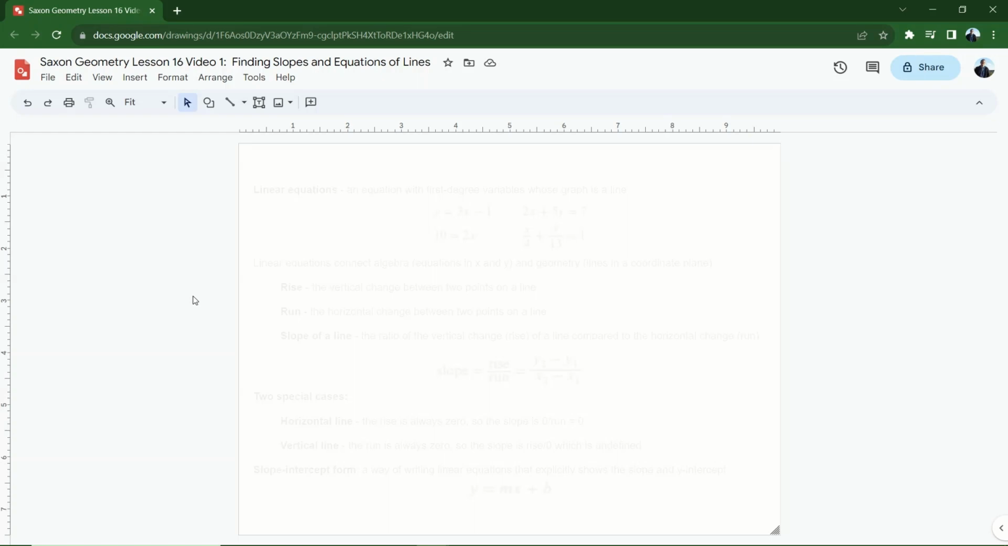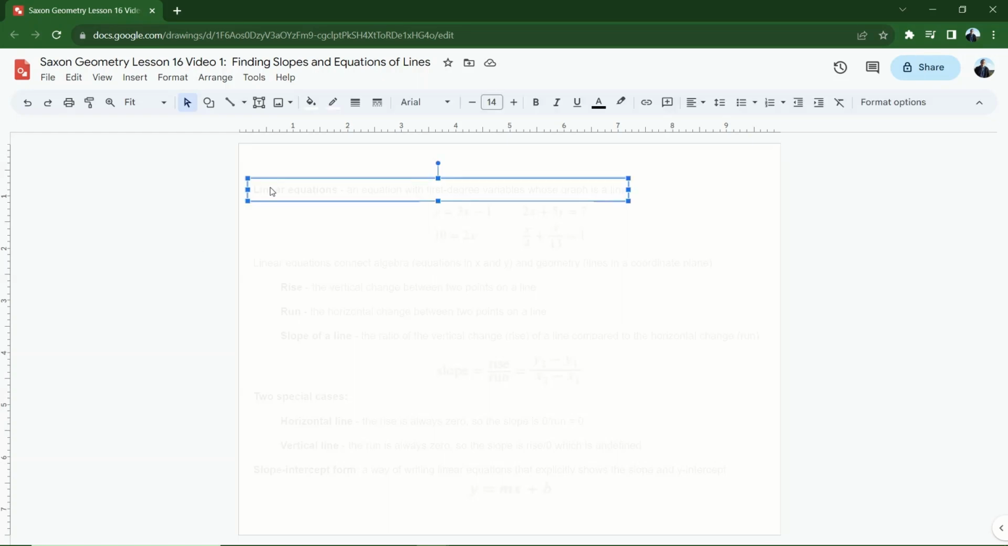And even though this may seem familiar from an algebraic perspective, it's important for you to start to merge together your understanding of geometry and what a line is geometrically with what a line is algebraically. So let's get started. We're going to start off with the definition of what a linear equation is.